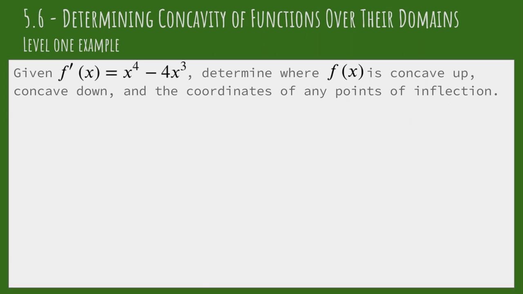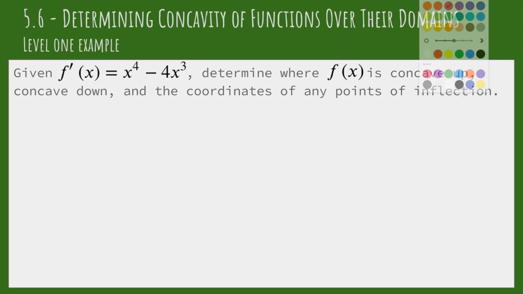In the second example here, this one looks really similar, but we're starting with slightly different information. And this different information is key here. So instead of the function being x to the fourth minus 4x cubed, the derivative is x to the fourth minus 4x cubed. So a lot of times we're going to be given the derivative as a function, or maybe even the graph of the derivative. And based on that, we want to know where the function is concave up.